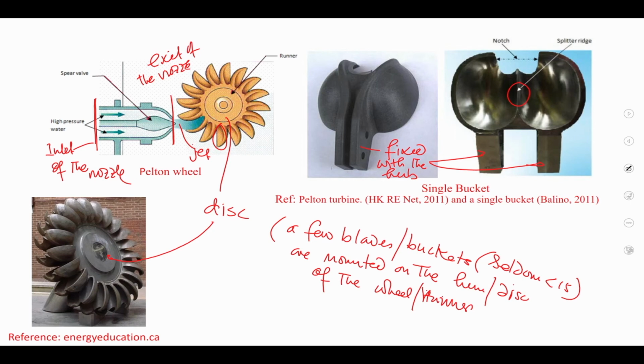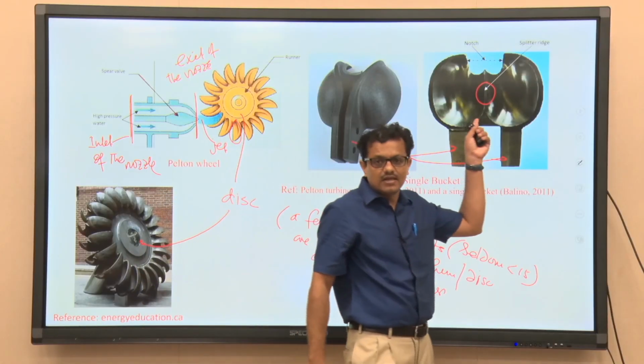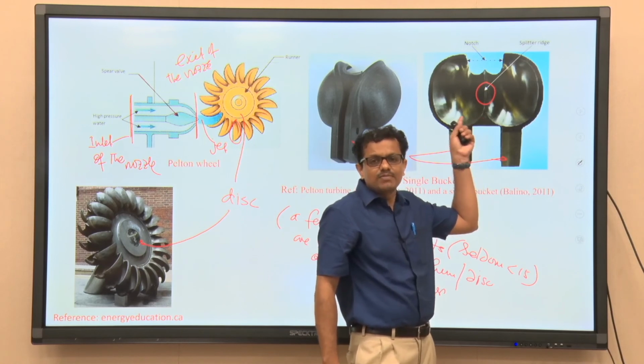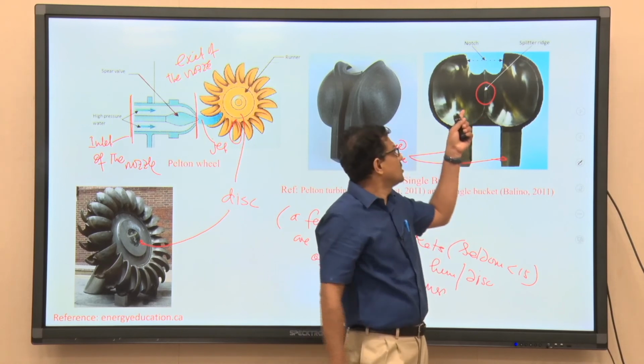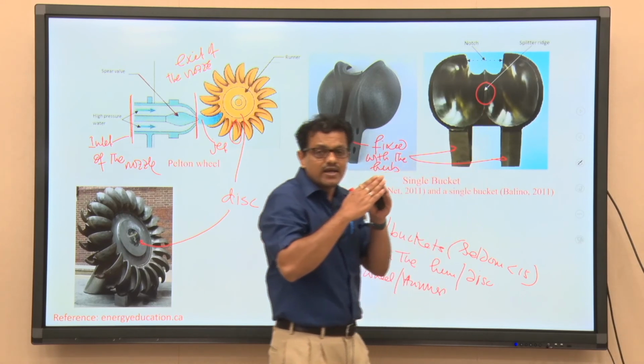This ridge is provided so that the oncoming jet will be divided into two equal parts. The jet which is coming out from the nozzle strikes at the center of the bucket, the bucket being of double hemispherical shape, and at the center of the bucket the splitter ridge is there. It is not easy to design such a splitter, but even then we need to have the splitter ridge purposefully, because when the jet is striking the bucket at the center position, that jet will be divided equally into two parts.